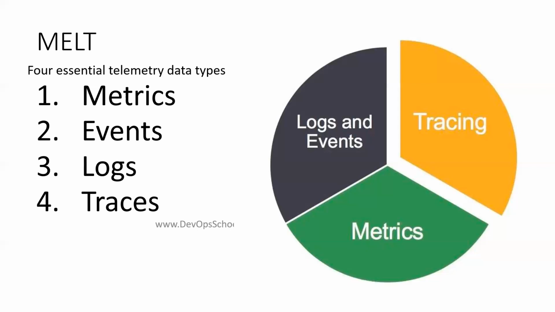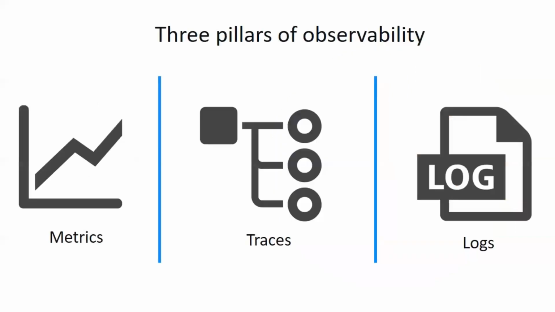Traces means the end user's request to the application, and measuring each call between the different endpoints is called traces. That means understanding the response time, latency, and all stuff like that. So if you want to set up observability, you have to gather four important data types from the system: MELT. These are the three pillars of observability: metrics, traces, and logs.